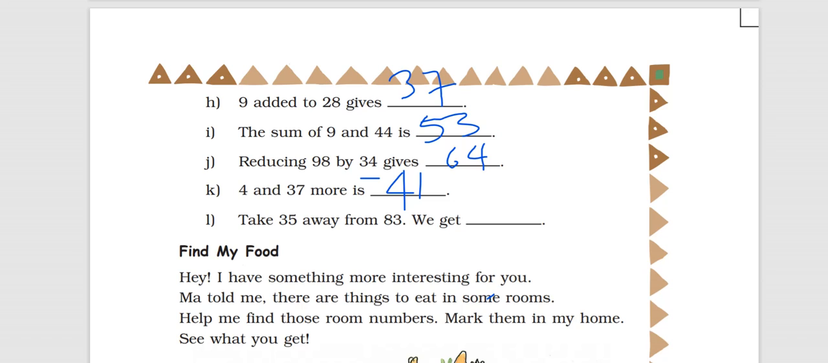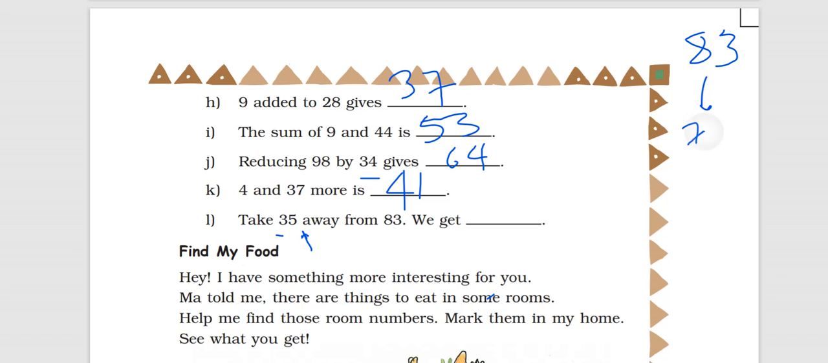The next one is take 35 away from 83. Let's start at 83. They want us to take 35 away from it, which is again subtraction. 35 is 3 tenths and 5 ones. Okay, let's do first the 3 tenths part.